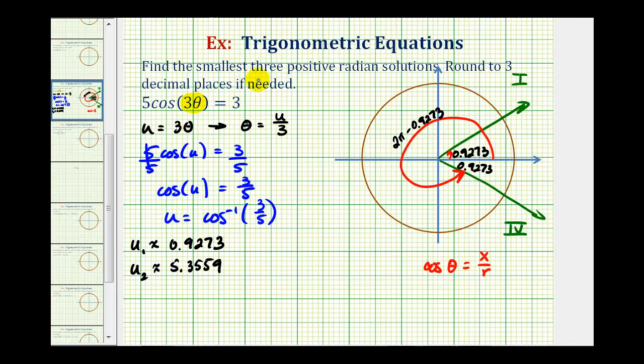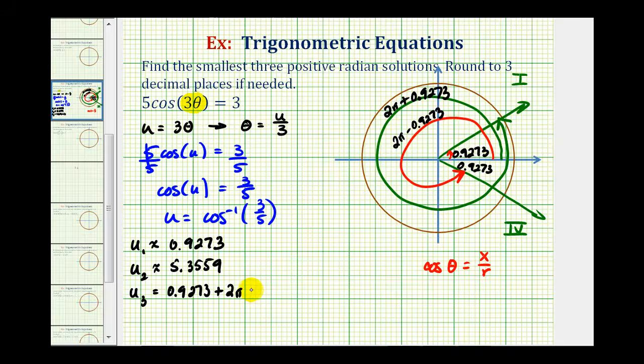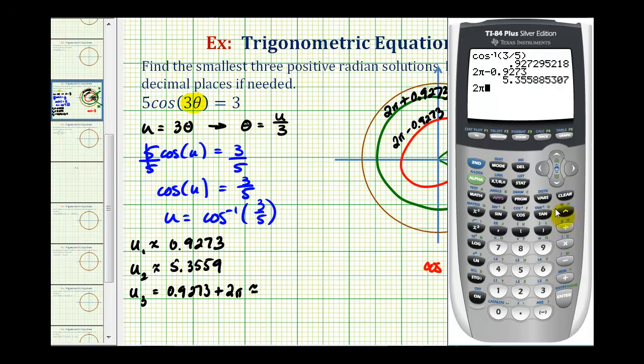Remember, our goal is to find the smallest 3 positive radian solutions. So the third solution is going to be the next angle that's terminal in the first quadrant, which would be here, which would be 2 pi radians plus the reference angle of 0.9273. Again, u sub 3 is the first solution plus 2 pi radians for one more revolution around the circle. So this will be approximately 7.2105.